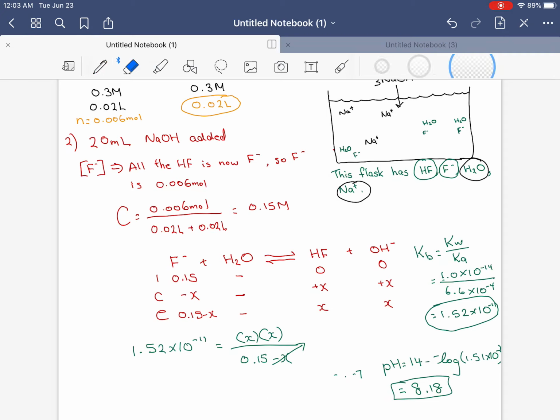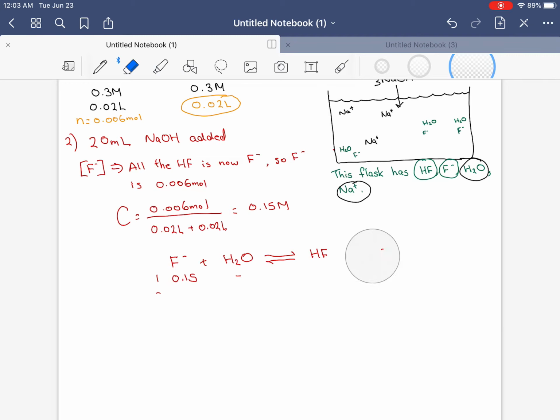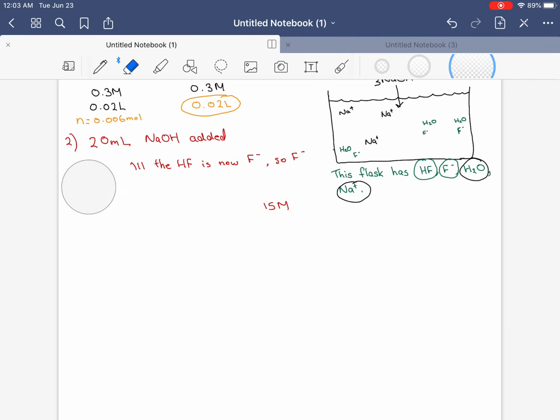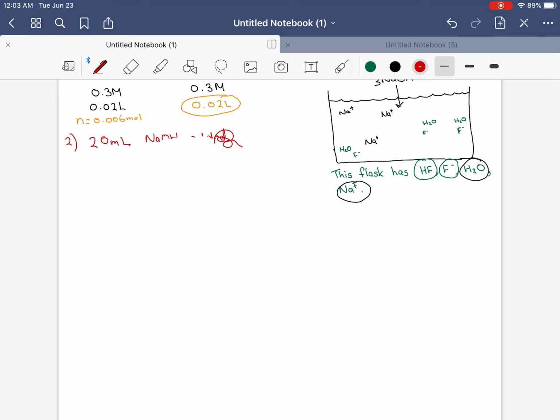Let's erase all of this because we don't need this. This one is an easy one. This one is super easy because it's just like strong acid and base.